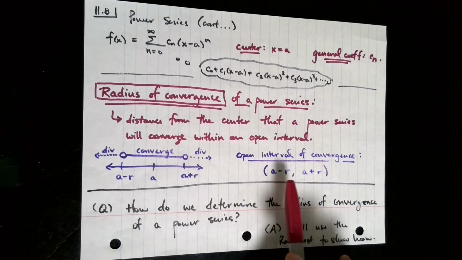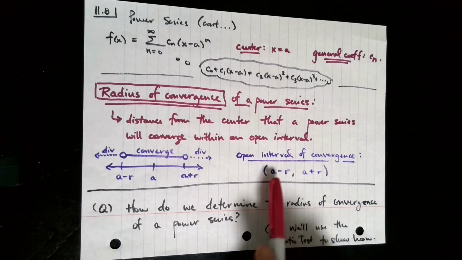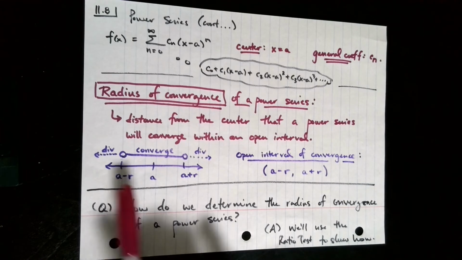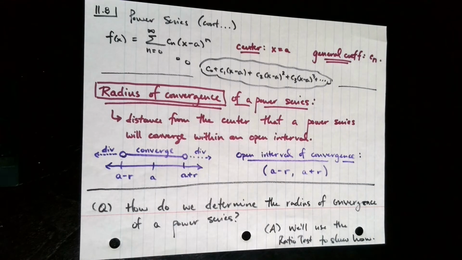And this open interval of convergence we could write out as (a minus r, a plus r). So a minus r is the center take away the radius of convergence, and a plus r is the center plus the radius of convergence. Right, so the question becomes, how do we determine the radius of convergence of a power series?